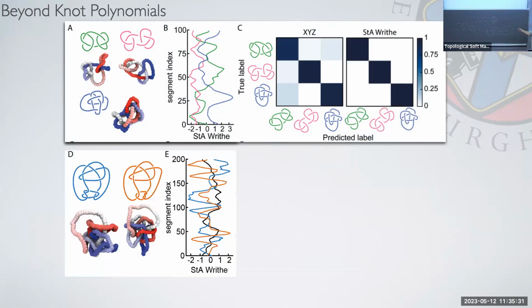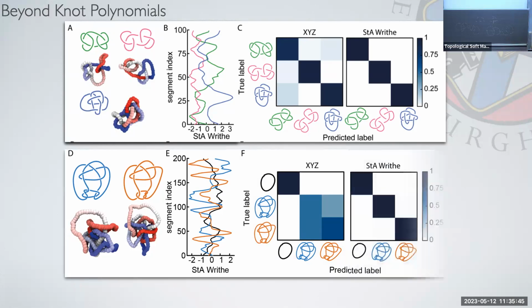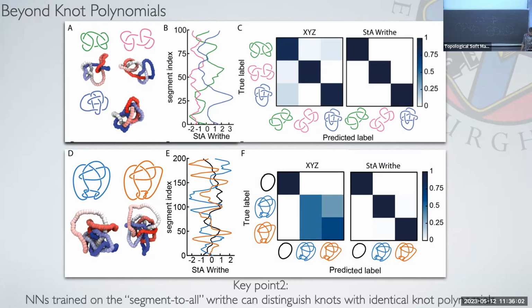More confusingly, the Conway and the Kinoshita-Terasaka. These are the mutant knots, and this is what we get with the XYZ. It gets completely confused between the mutant knots, and reasonably so. But with the segment to all writhe, we again get 99.99% accuracy. So apparently we can also identify these two knots that share most polynomials and are very difficult to identify among each other. This network is doing an amazing job.